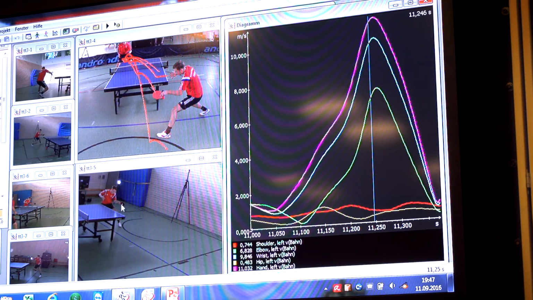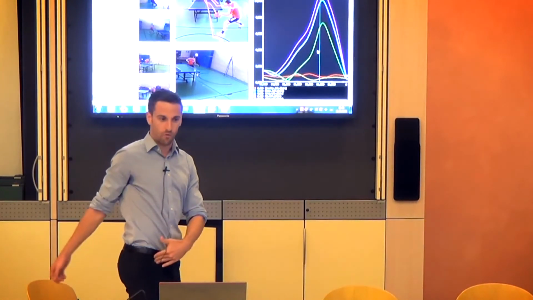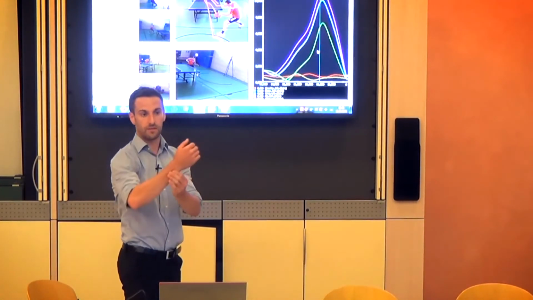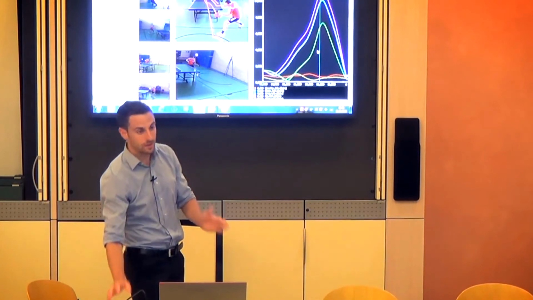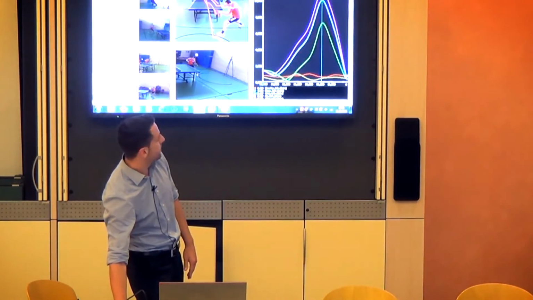You can see that in this picture also. And this is how good he stroked the ball. Okay, so normally if you have in mind the biomechanics of a topspin, it should not look like this. There should be a good impulse from the left side over the shoulder and the elbow and the wrist.